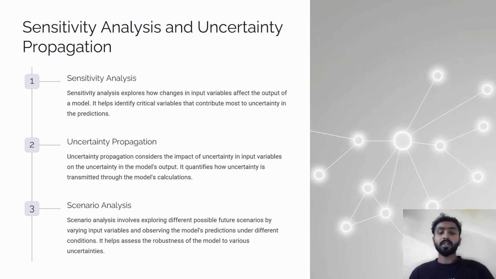Sensitivity analysis and uncertainty propagation. Sensitivity analysis explores how changes in input variables affect the output of the model. It helps identify critical variables that contribute most to uncertainty in the predictions. Uncertainty propagation considers the impact of uncertainty in input variables on the uncertainty in the model's output. It quantifies how uncertainty is transmitted through the model calculations.